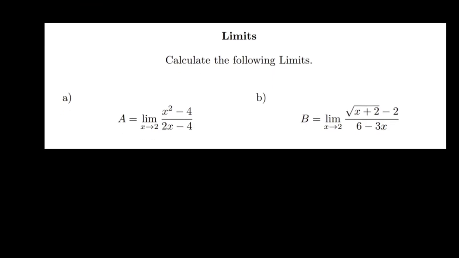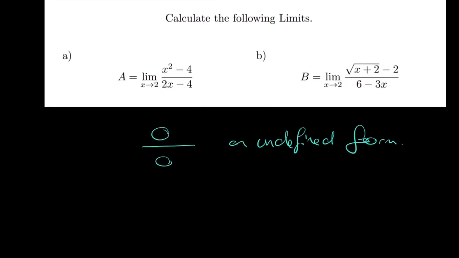So let's first see if we have a problem at x equal to 2. At x equal to 2 we will have 2 squared minus 4, that is equal to 0, over 2 times 2 minus 4, that is also equal to 0. And we have a problem because 0 over 0 is an undefined form. So we are going to work this through.